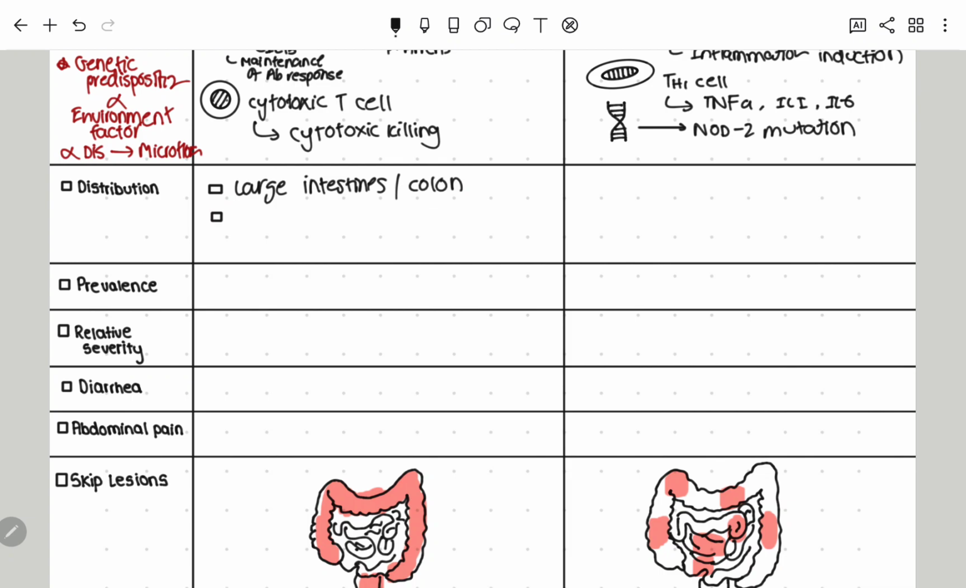And the inflammatory process that is associated with ulcerative colitis can involve the entire colon or the entire organ, or just a portion of it. And another important feature as far as distribution goes is that the most common site that is affected by ulcerative colitis is the sigmoid colon.